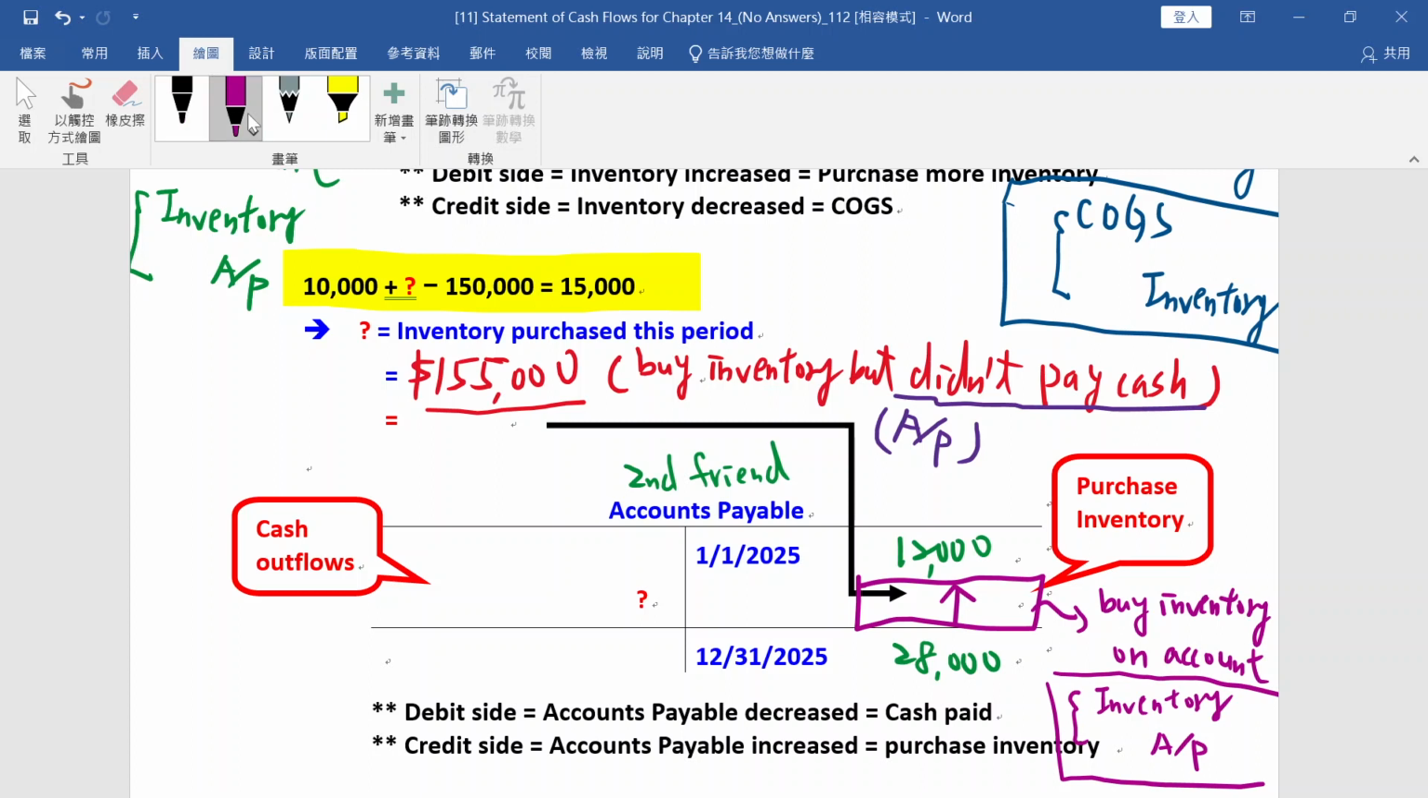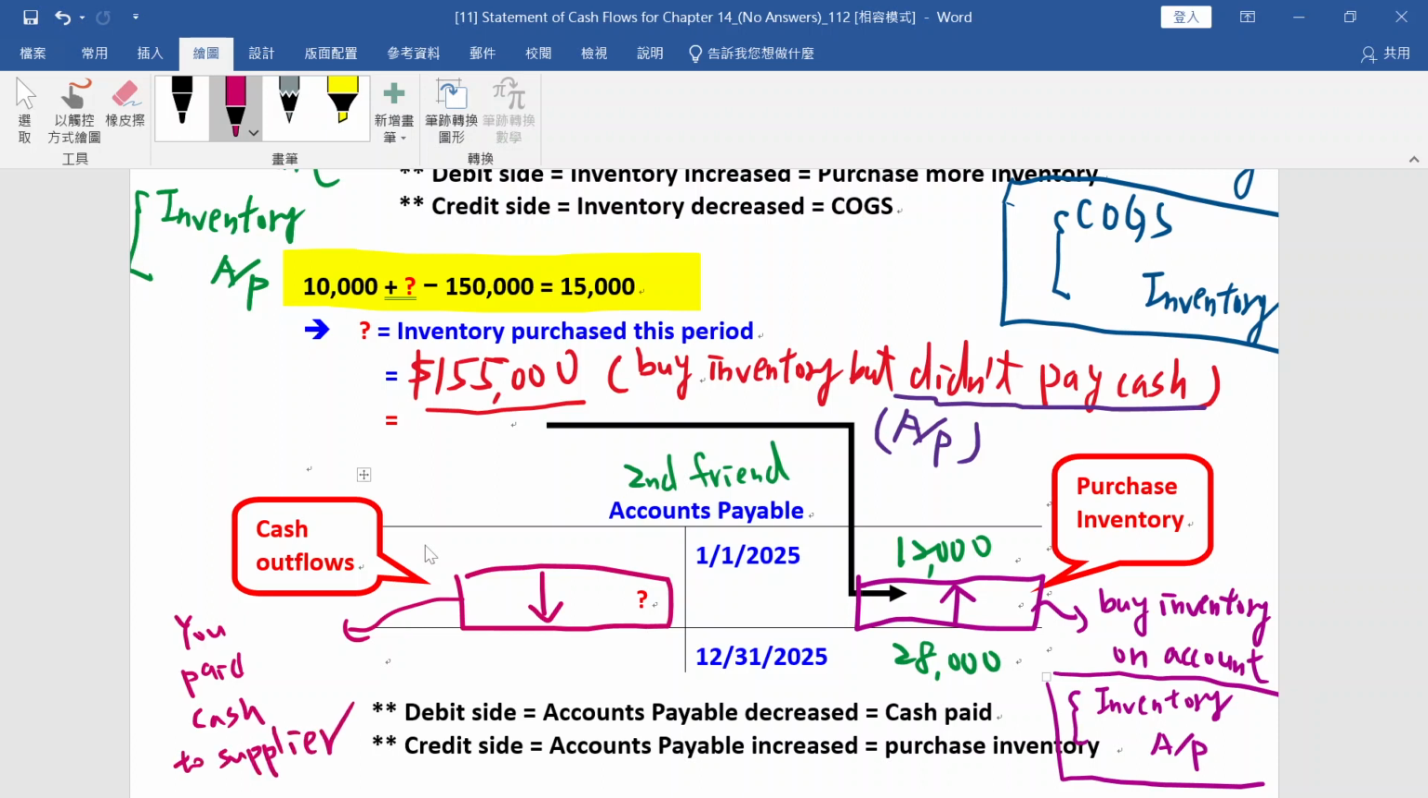So what's the reason when your accounts payable decrease? When you pay the cash to supplier. Okay? So what's the reason when your accounts payable increase? Buy inventory on the account, you didn't pay the cash. What's the reason when your accounts payable decrease? Liability decrease. Of course, you pay the cash, so your liability decrease.